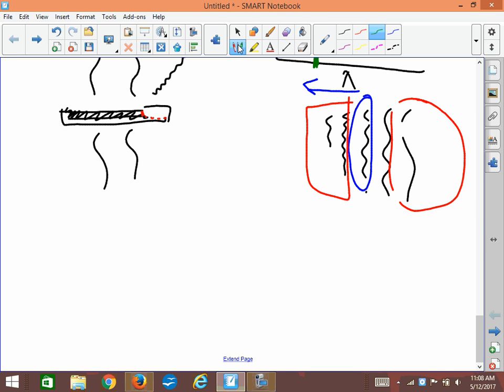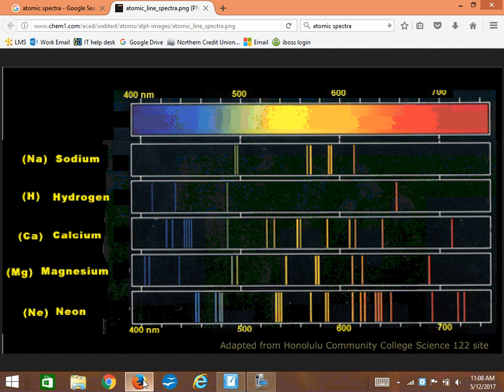But here is a picture. Let me see if I can get to my internet here. Here's a picture of the atomic spectra of certain elements. You've probably seen these in chemistry. Look at the top bar. It's the whole spectrum. That's kind of what we would have expected as we found hot gases.